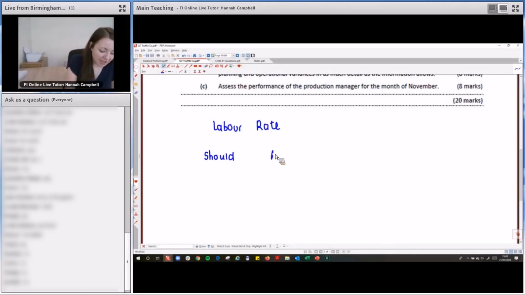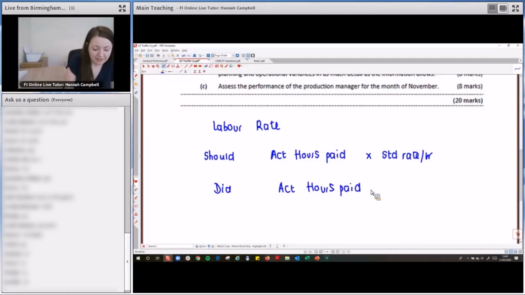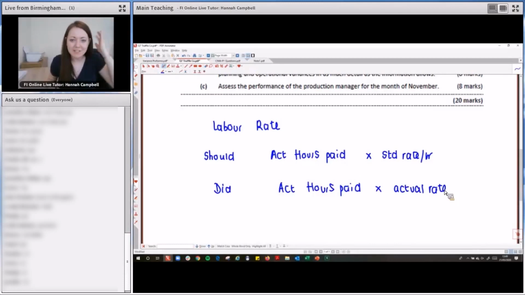So our actual hours that we have paid our staff multiplied by the standard rate per hour, compared to our actual hours paid multiplied by our actual rate. Now you could even break down that actual hours into actual batches and the rate per hour. But as we've just been given the actual hours in the question, we don't need to break that down.